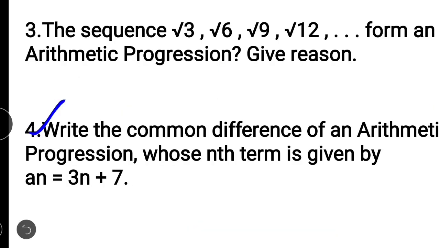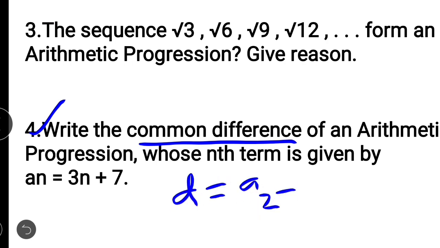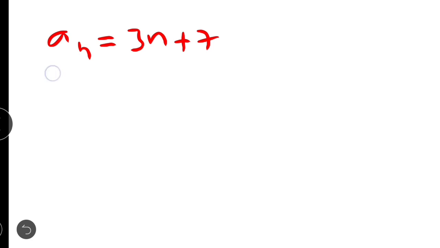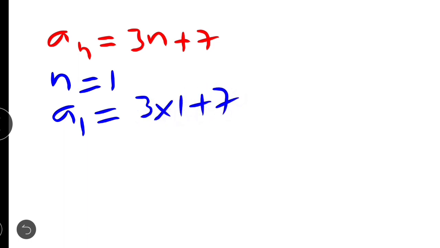Fourth question, write the common difference of an arithmetic progression whose nth term is given by an equals 3n plus 7. To find the common difference, we need A2 and A1, because the common difference formula is A2 minus A1. So the first 2 terms are required. Let's find them. Substitute n equals 1, then an becomes A1. It equals 3 into 1 plus 7. First complete the multiplication: 3 into 1 is 3, plus 7 equals 10.